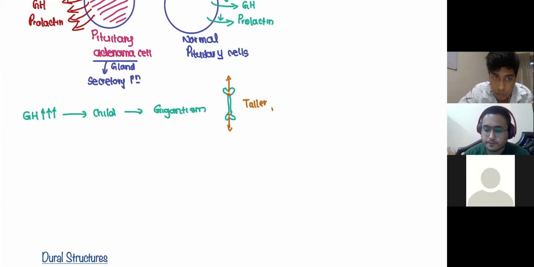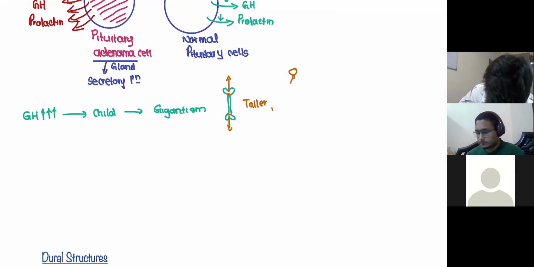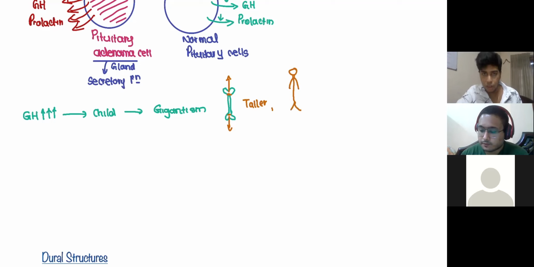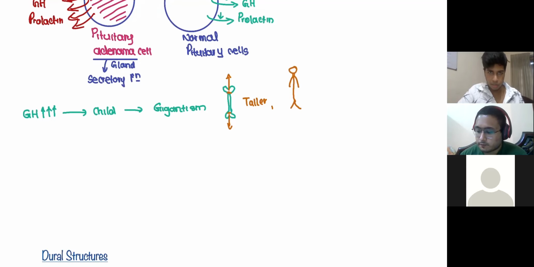And because one of the functions of growth hormone is that it increases lean body mass, the child will be very tall and very thin. Okay, the child will be very tall and very thin.